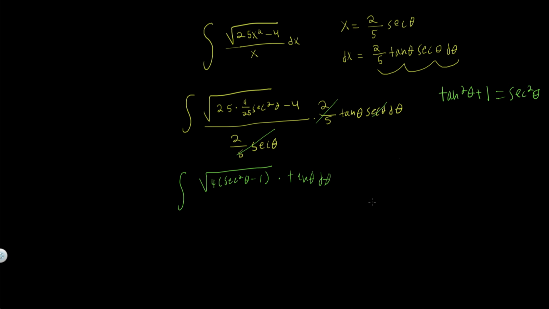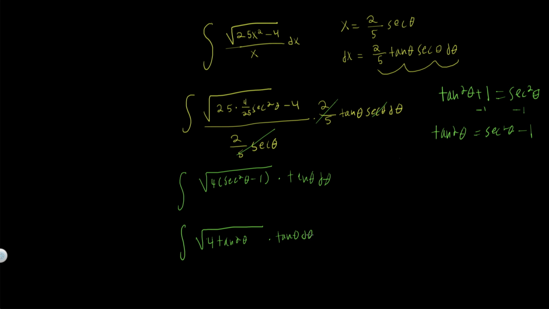Okay, this is looking good. A lot of things have simplified already. Now, let's use this identity to our advantage. If we subtract 1 on both sides of the identity, we get tan squared theta is equal to secant squared theta minus 1. And right here we have secant squared theta minus 1. So let's substitute that. We're left with the integral of the square root of 4 tan squared theta, which is completely equivalent, times tan theta d theta.